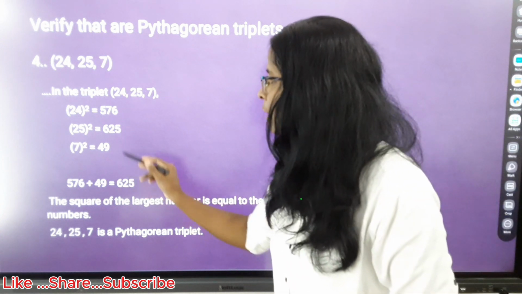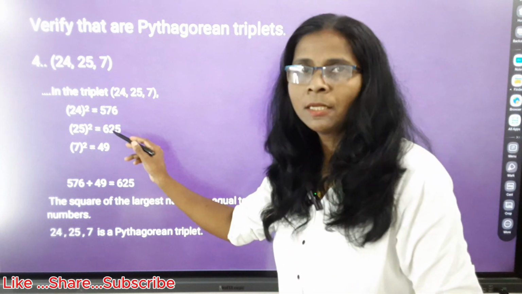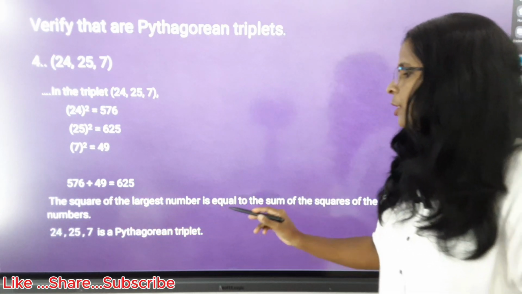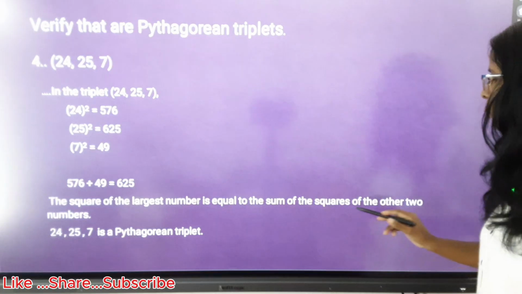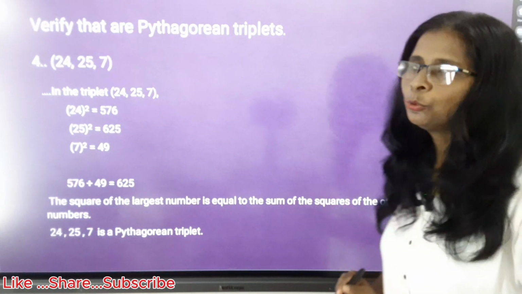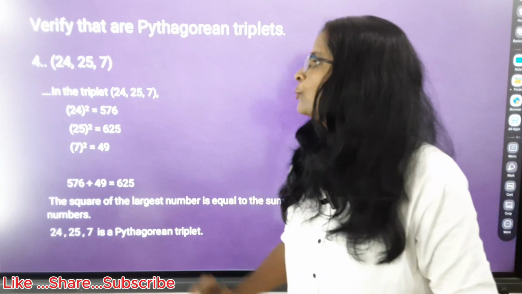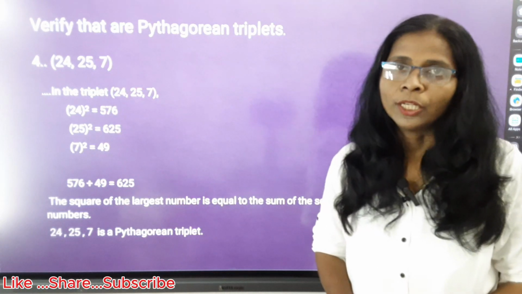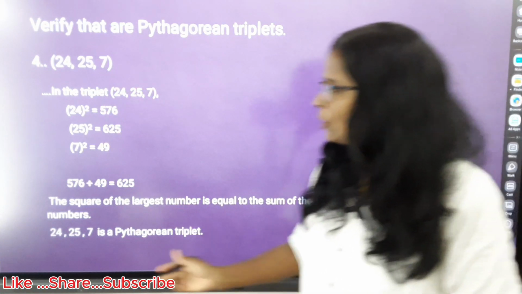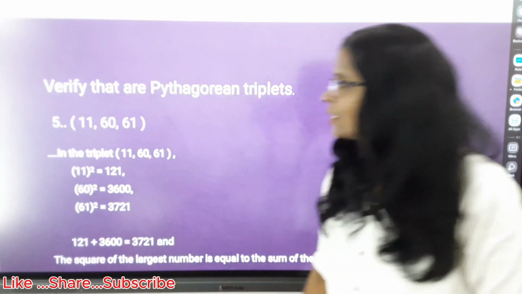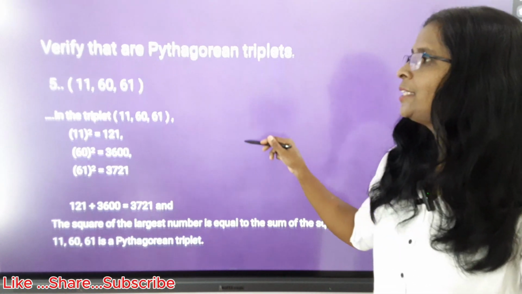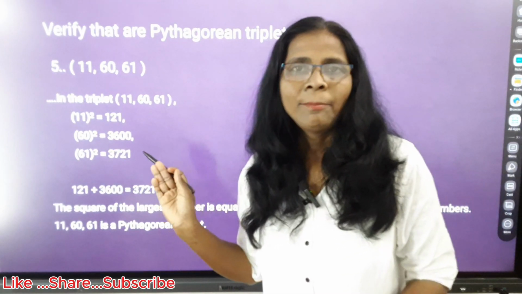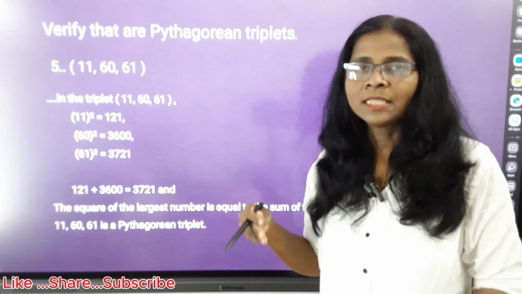Which is equal to the square of the largest number, and so we can say the square of the largest number is equal to the sum of the squares of the other two numbers, and therefore 24, 25, 7 is a Pythagorean triplet. There is another example also, students, that is 11, 60, 61. So in this triplet, the numbers are 11, 60, 61.